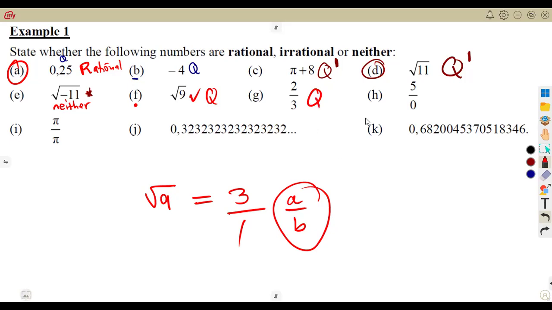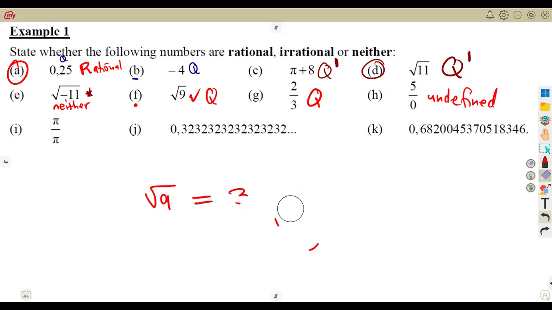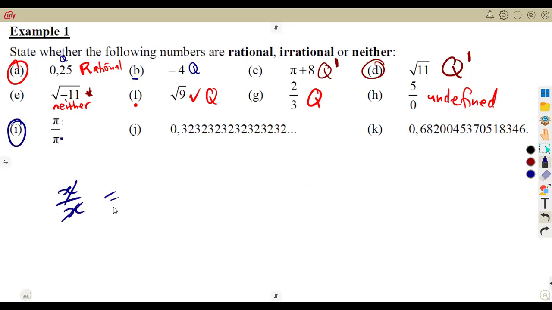That's a rational number. H, 5 over 0. Remember, I said you cannot use a denominator of 0. This one cannot be simplified mathematically. It is undefined, meaning it is not rational and not irrational. So we just put it on the neither. All right, we move on to I, which is pi over pi. Remember, x over x is equal to 1. If two numbers are the same, like 2 over 2, they cancel and give us a 1. So pi over pi gives us a 1. Is 1 a rational number? 1 can be written as 1 over 1, so we can write it in the form of A over B. So that's a rational number.